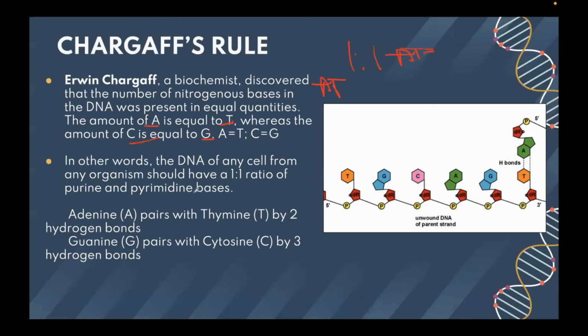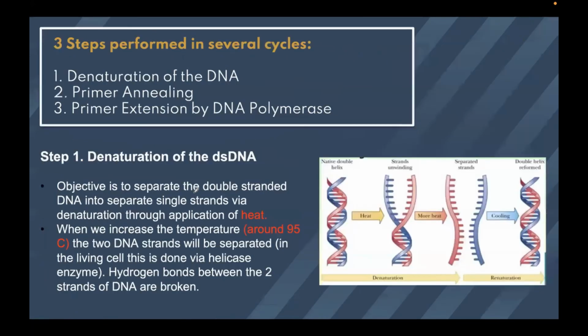Okay, in other words, the DNA of any cell from any organism should have a 1:1 ratio of purine and pyrimidine bases. This means that in the laboratory, you can predict the base composition of a particular DNA by just examining one base. Okay, mag-examine ka lang ng isang base, mapre-predict mo na yung another base. Next, adenine pairs with thymine by 2 hydrogen bonds, like what we mentioned earlier, and guanine pairs with cytosine by 3 hydrogen bonds.